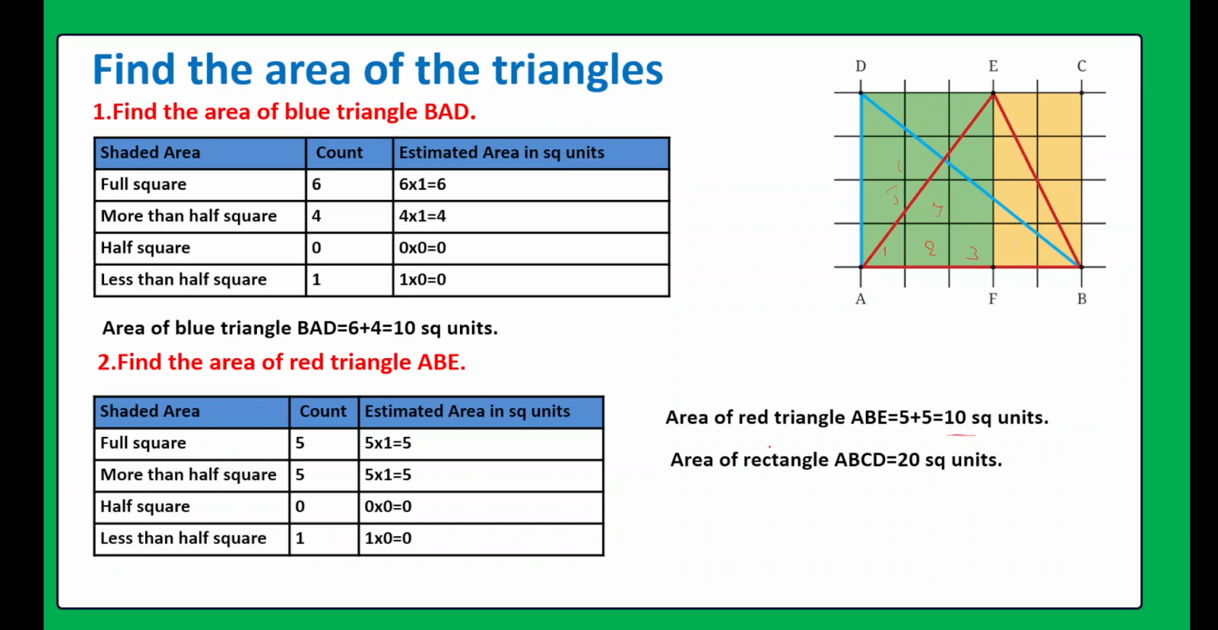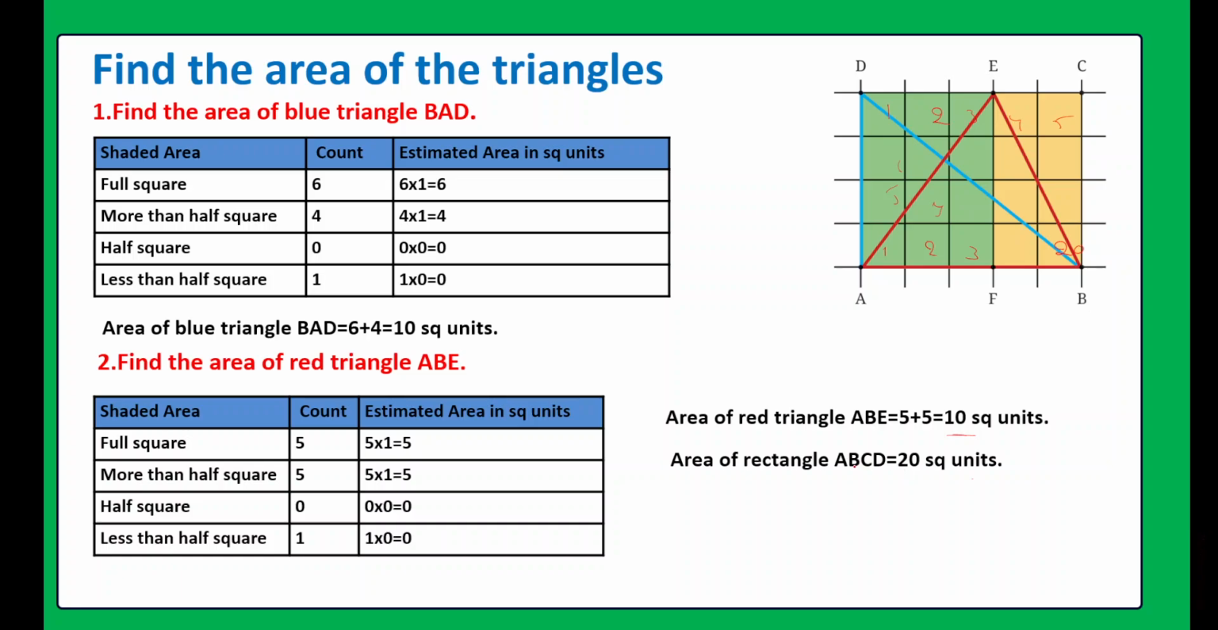Area of a rectangle. If we consider A, B, C, D, there are 20 full square units. 1, 2, 3, 4, 5. Like that, if we keep on counting, we will reach 20 here. Therefore, the area of rectangle ABCD is 20 square units.